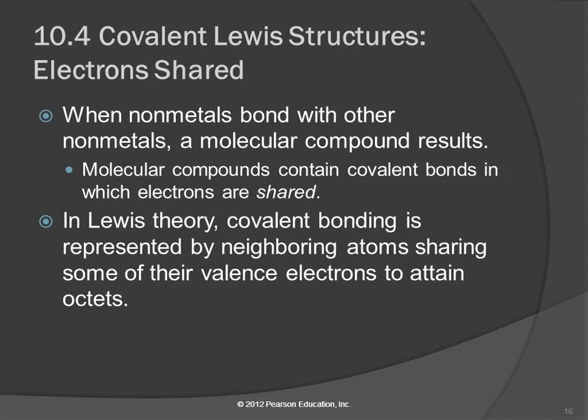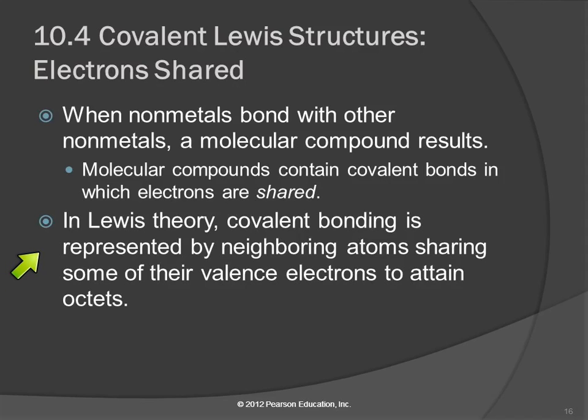We talked about Lewis structures for ionic compounds on Tuesday, and so now we're going to talk about what happens for covalent compounds. Covalent compounds form between metals and nonmetals. I'm sorry, that's ionic compounds. Covalent compounds form between nonmetal elements. When nonmetals bond with other nonmetals, we get molecular or covalent compounds. The electrons are shared. The word covalent is sharing valence electrons.